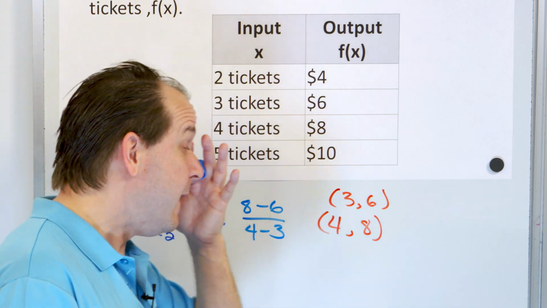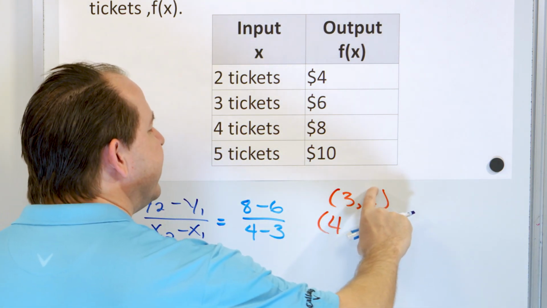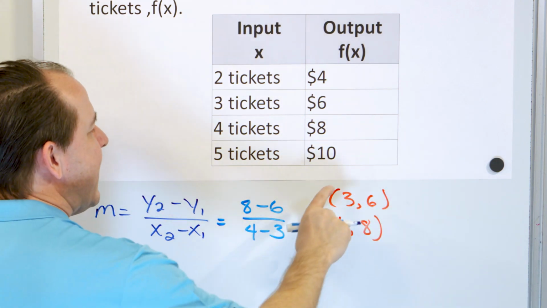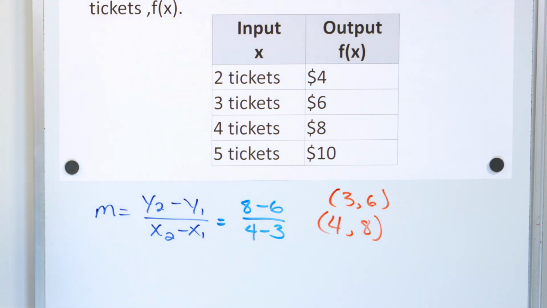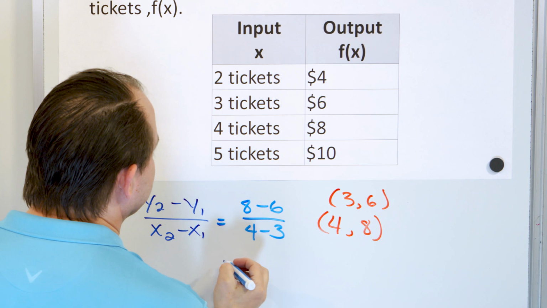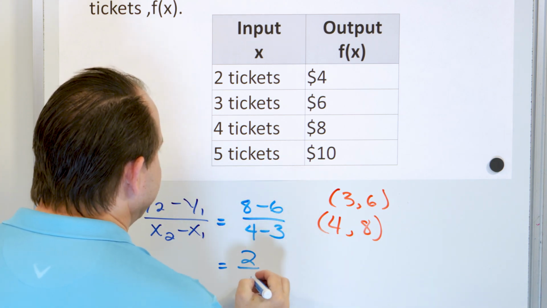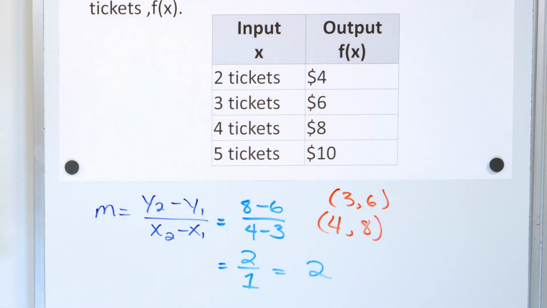We've done this before. All we're doing is figuring out how fast the function is going up, the y values, the dollars, by subtraction, and comparing that to how fast the x values are going up, which is basically the input, the number of tickets that we have. So 8 minus 6 is 2, and 4 minus 3 is 1, so we get the answer of 2. So the slope is 2.